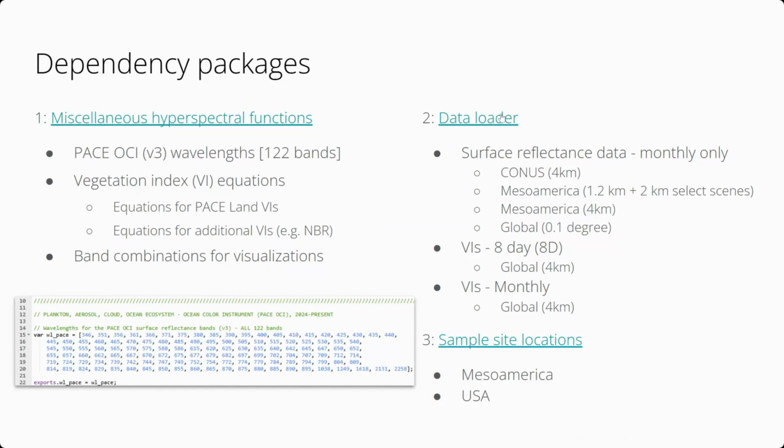And then there's a data loader, which is actually the different data sets I've already loaded into Earth Engine, the specific references to those data sets if you're interested in just pulling out specific ones. And then some sample site locations across Mesoamerica, where our early adopters project is focused on, and also the US.